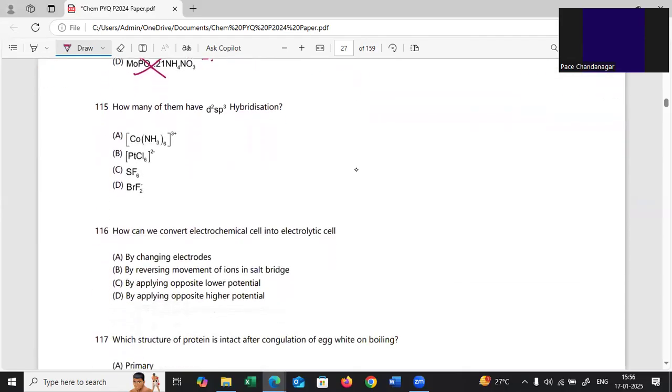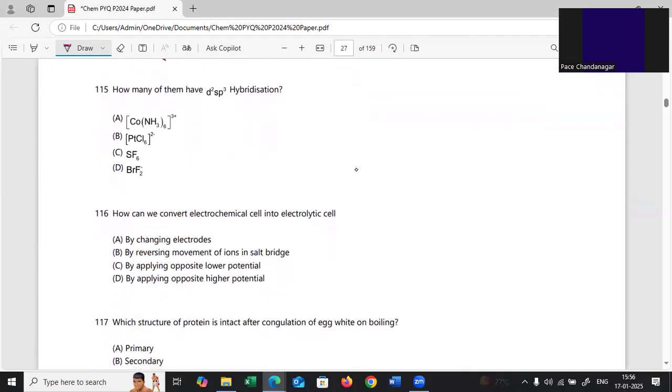Next, how many of them have d2sp3 hybridization? For d2sp3 hybridization, just go on putting your things here. How much is the coordination number? Here it is 6, here is also 6. All of these here are 6. You just have to write those elements. In the presence of the ligand, what is being formed, you just show that, we have done that, right?